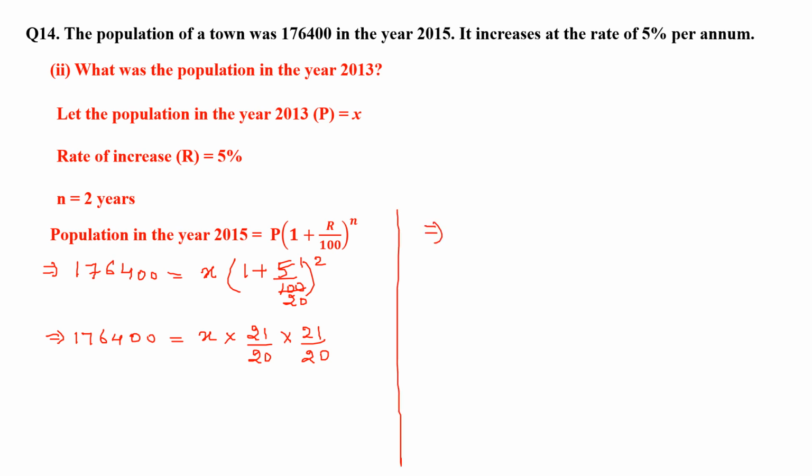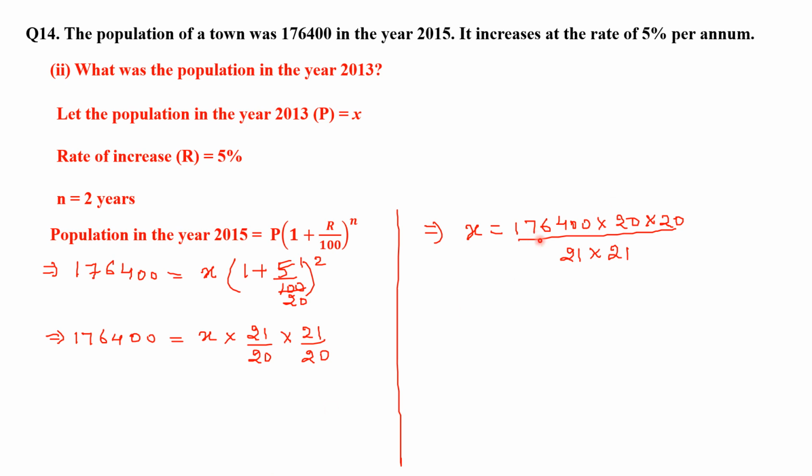I am going to transpose everything to the other side. So X will be 1,76,400 into 20 divided by 21 into 1. I have transposed everything from the right hand side to the other side. Okay, so it became like this.